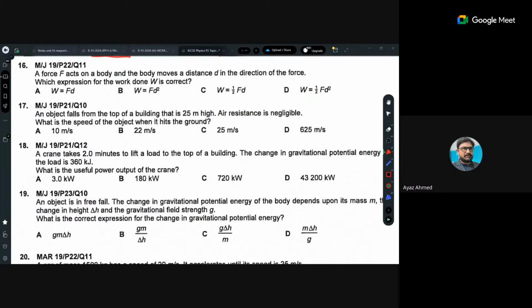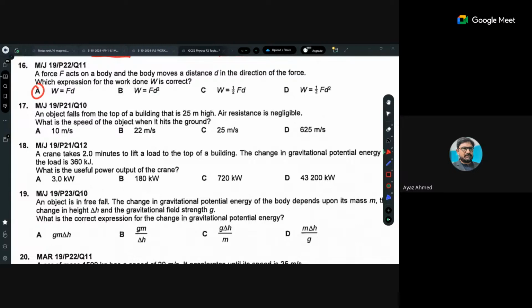Then a force F is acting on a body to move a distance d in the direction of force. Which action gives the power done? Yes, hurry up. In 1 second. A. Yes, well done.